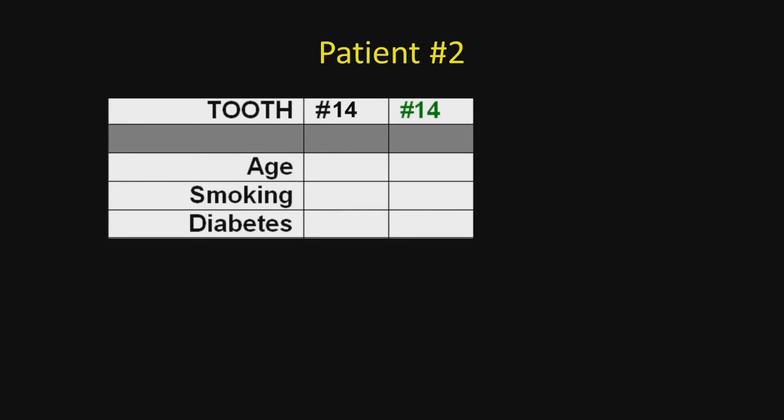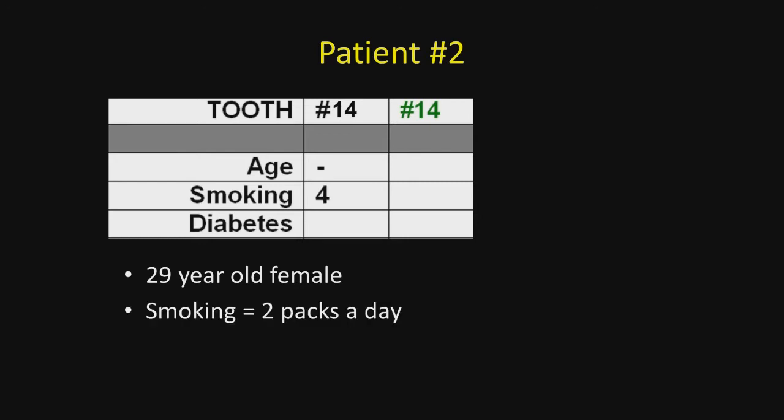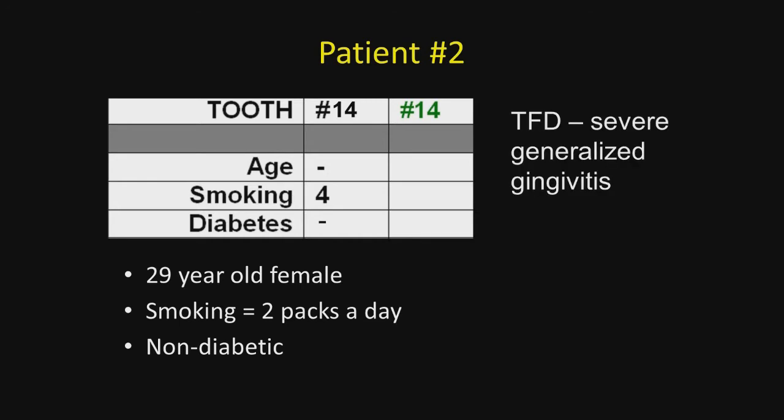We're dealing with patient number 2, who is a 29-year-old female. So therefore, that is a dash. It's on tooth number 14. This patient is smoking 2 packs of cigarettes a day. We put a 4 on that. And the patient says that she's not diabetic. But let's look a little deeper.